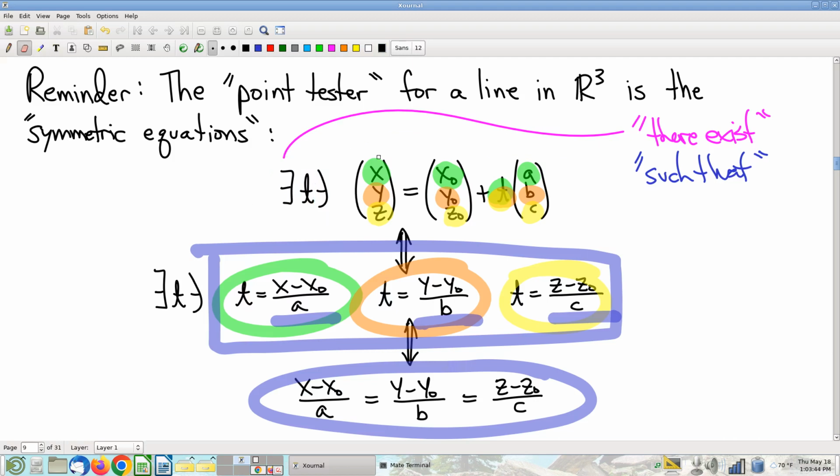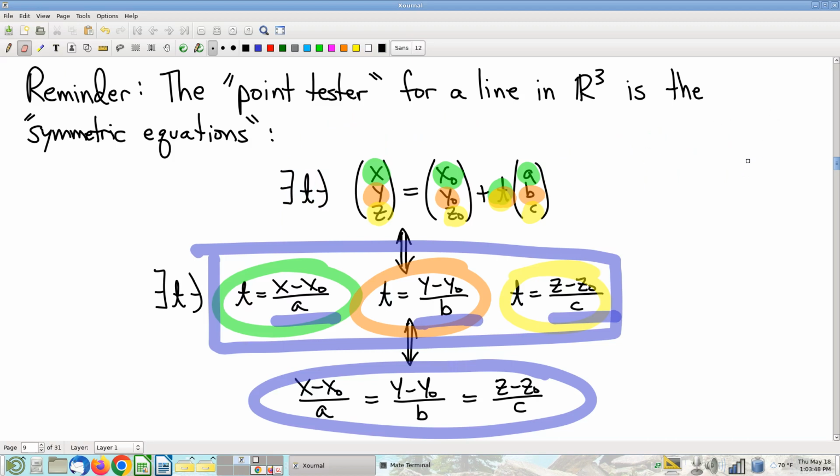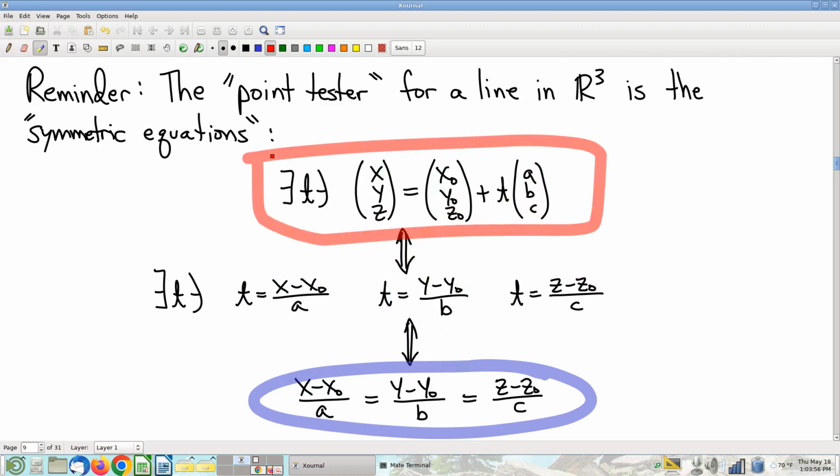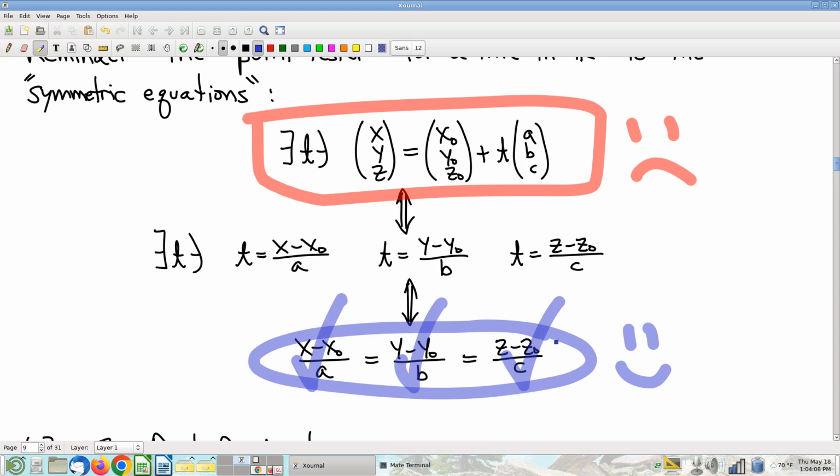So what's beautiful about this argument is that it has done the job that we needed it to do. We have now turned a bad test, I'll do this one in red because we don't like it, into a good test, because this test down here is easy. I can just compute all three of these things and just look and see if they're the same. If they're all the same, cool, we win. Game over.